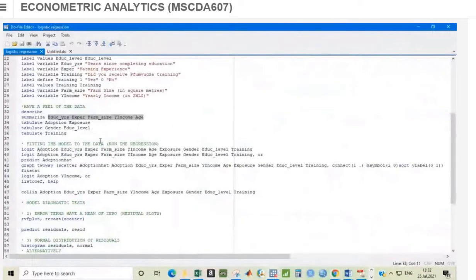Okay. I was saying use the command summarize for quantitative variables. Otherwise, when the variables are not quantitative, then you have to use the command tabulate. But when you say tabulate and put two variables here, okay, let me do this. Let me first run this so that you can see the difference.